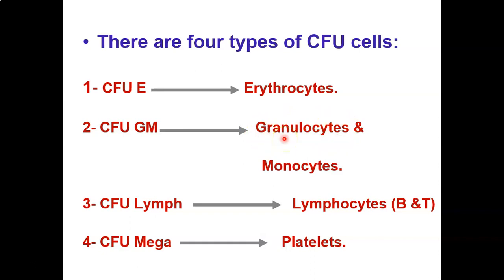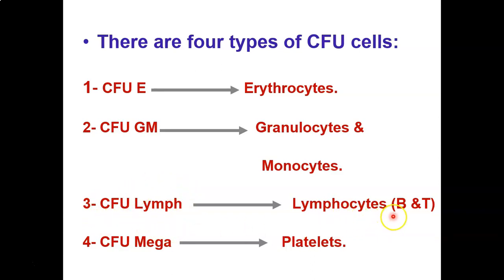Which cells of leukocytes contain granules? Could you tell me? Yes. Press pause and please mention 3 cells that contain granules. Yes, they are eosinophil, neutrophil, and basophil. Excellent. The third colony-forming unit is colony-forming unit lympho, which will give lymphocytes.